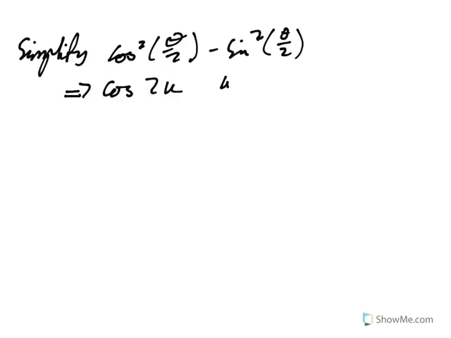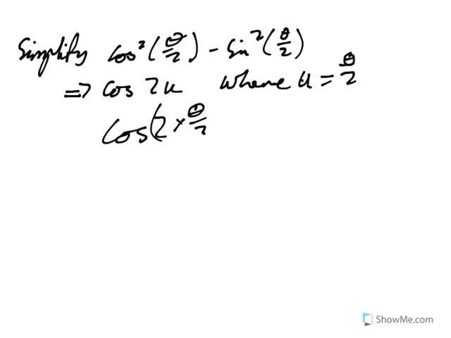Where in this case, u is equal to theta over 2. So it's going to be cos 2 times theta over 2. And so it's the same as cos theta. So there's that when we have simplified.